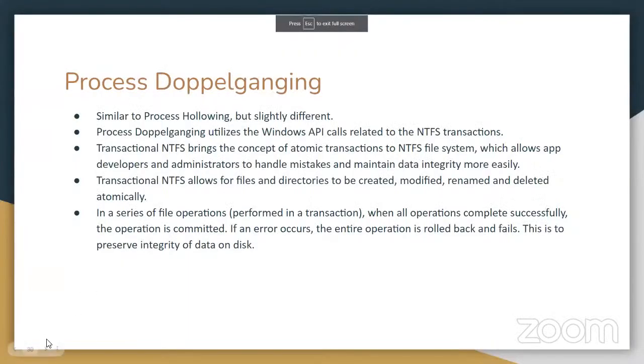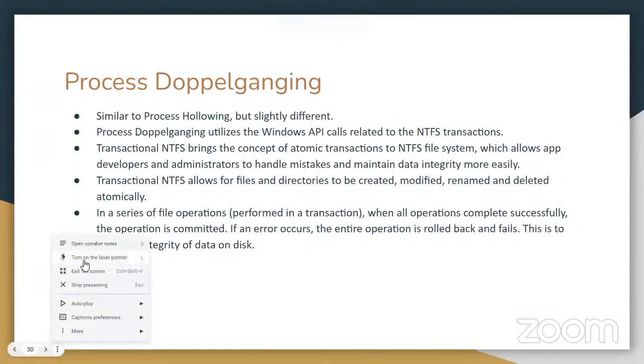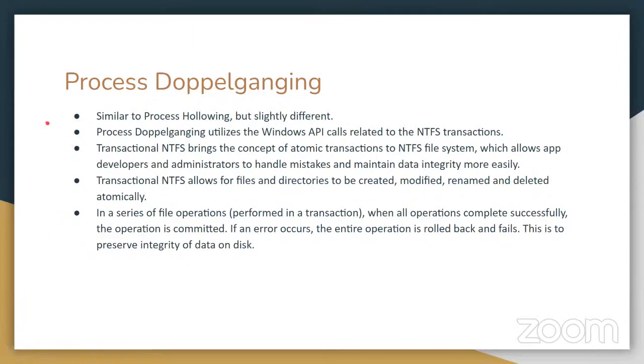Okay, so I will start with the process doppelganging now. This technique utilizes the Windows API calls, which are related to Ntfs transactions. Ntfs transaction brings the concept of the atomic transaction to the Ntfs file system.